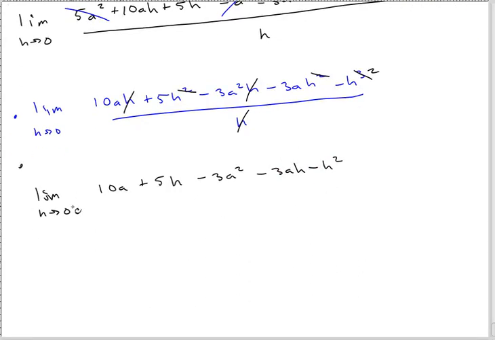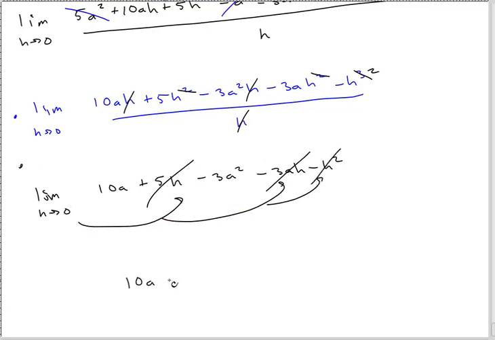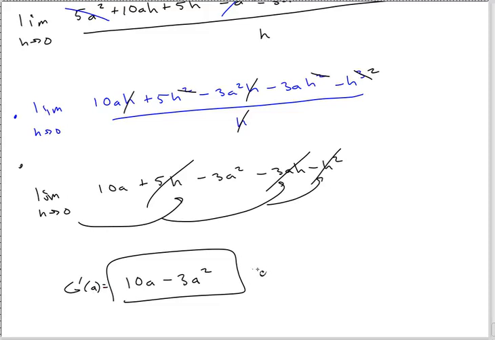Now I can actually plug in a 0 into your h's, and what happens is that they simply go away, leaving behind 10a minus 3a squared. That is your final answer for g prime of a. That's your derivative. That is your slope, just like in the last problem.